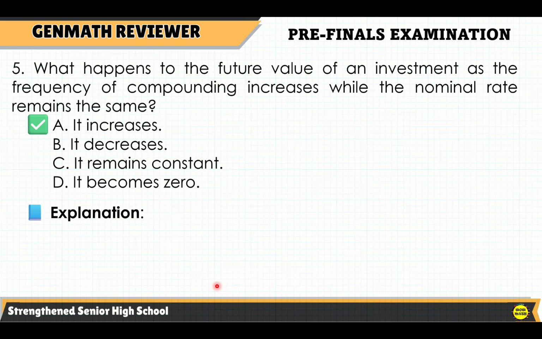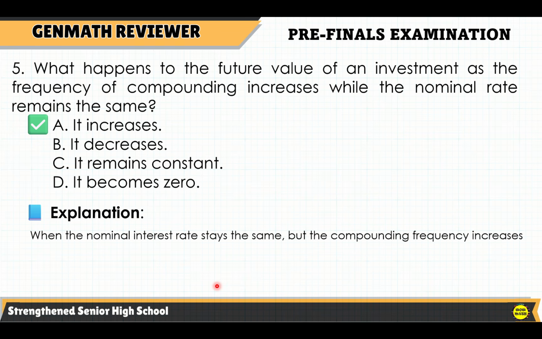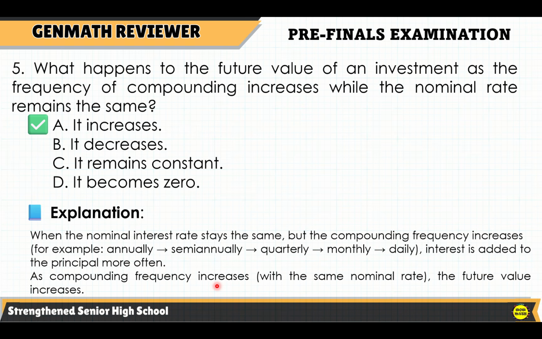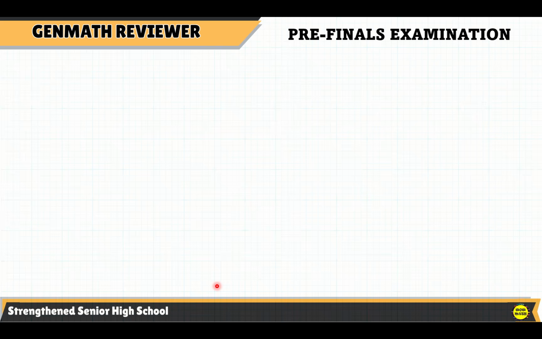Very good. So the reason why letter A, it increases, when the nominal interest rate stays the same but the compounded frequency increases. For example, yung annually to semi-annually to quarterly to monthly to daily. So interest is added to the principal more often. So as compounding frequency increases, with the same nominal rate, the future value increases also.